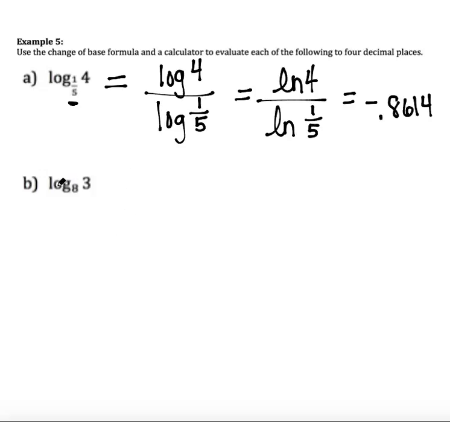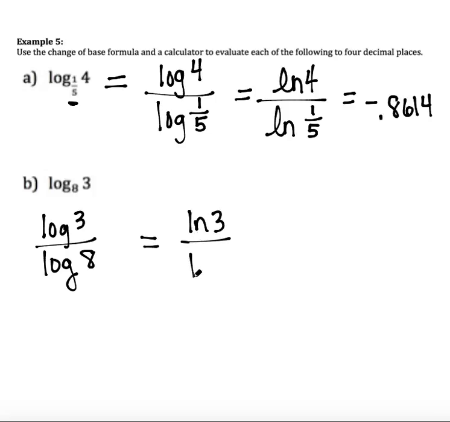The next one, log base 8 of 3. Remember, the base goes on the bottom, so we could either write it as log of 3 divided by log of 8, or natural log of 3 divided by natural log of 8. Either way, when you type it in your calculator, you're going to get 0.5283.